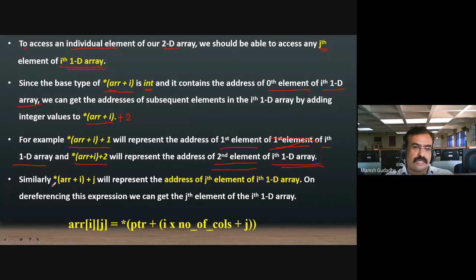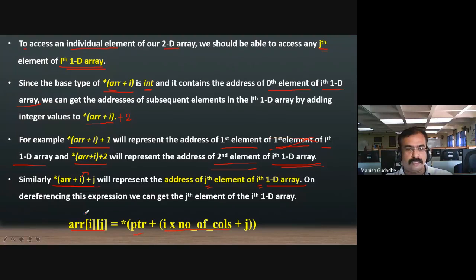So I can generalize this statement: arr plus i plus j will represent the address of the jth element of the ith 1D array. So A of i j can be accessed as pointer array plus i plus j. Ultimately, it is nothing but pointer plus i into number of columns plus j. So i is the jump of the number of columns, the jump of whole arrays. If it has 4 columns, then it is a jump of 4. That is why it is i into 4.